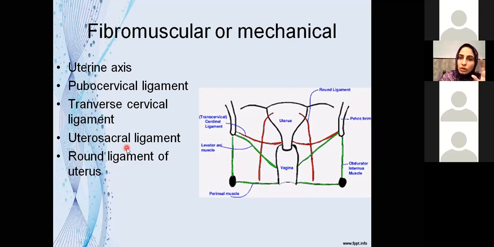ठीक है, क्योंकि broad ligament is actually what is the structure of which structure actually broad ligament comprises of? Can anybody tell me? Broad ligament actually क्या है?